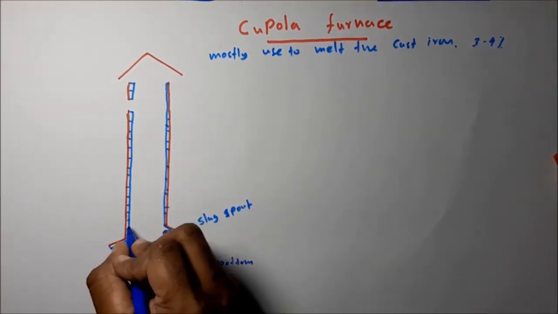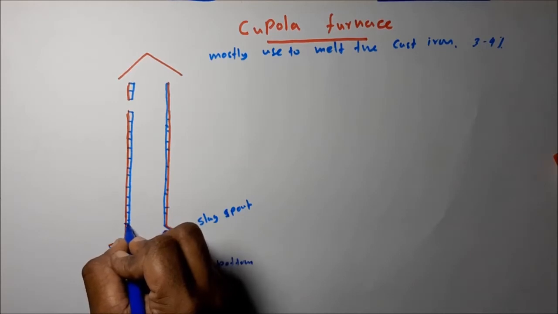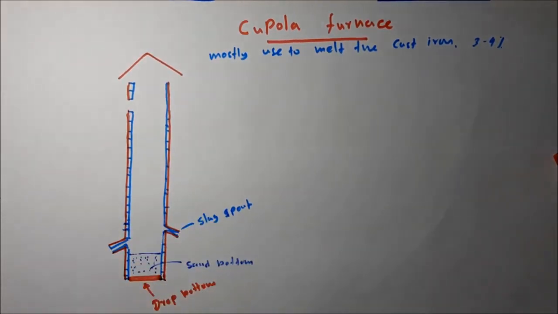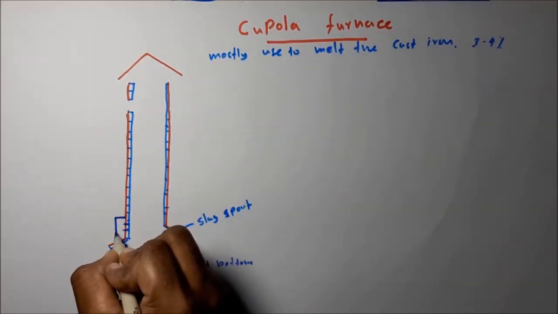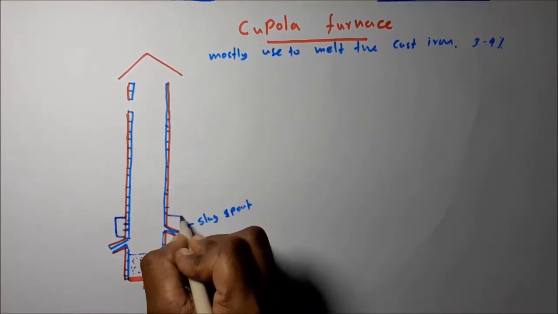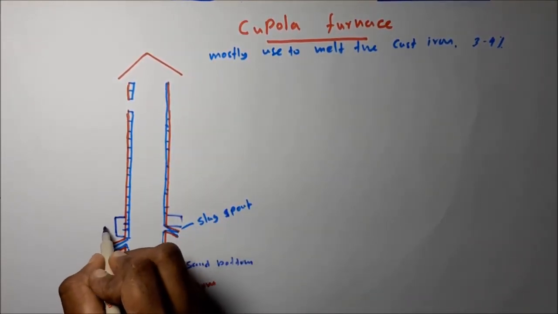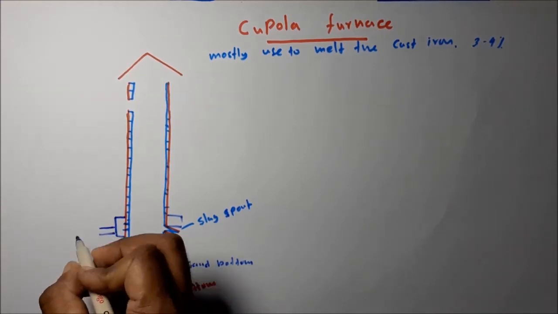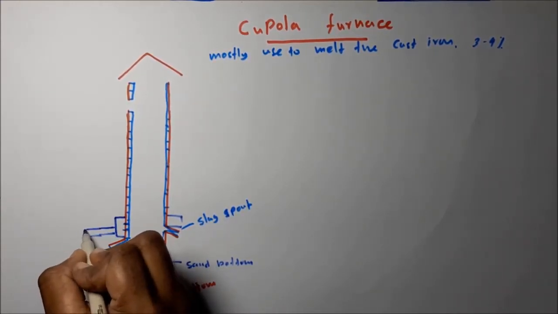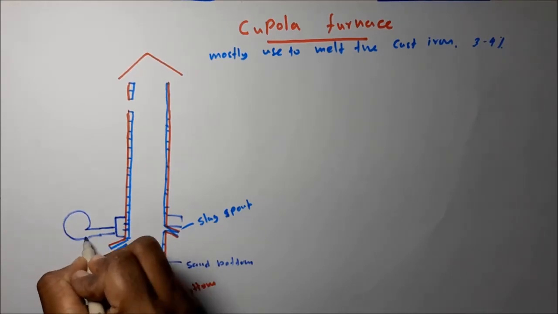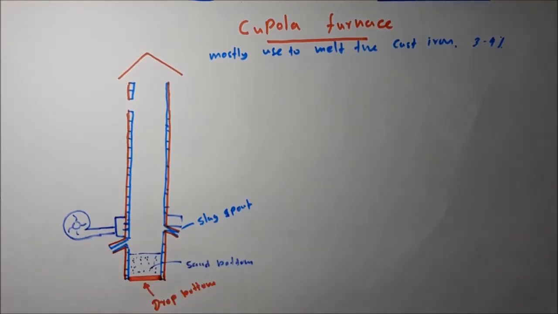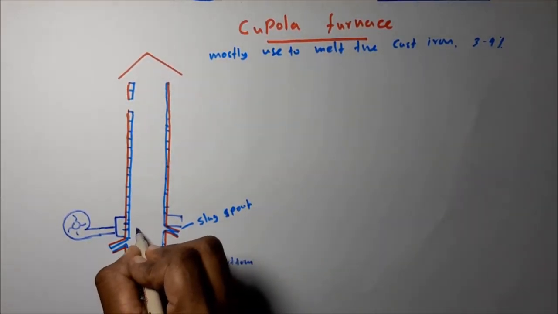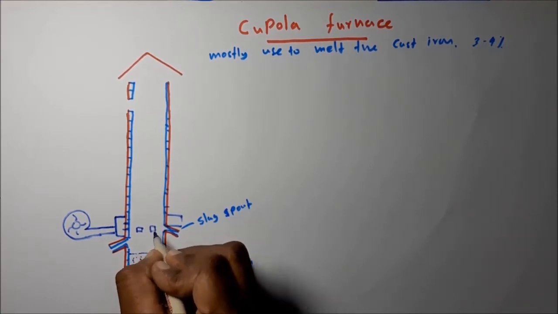Then also, there's a hole in here. There should be a hole. Then the air belt somewhere in here. Then the blower, an electric blower, and the two air inlets.